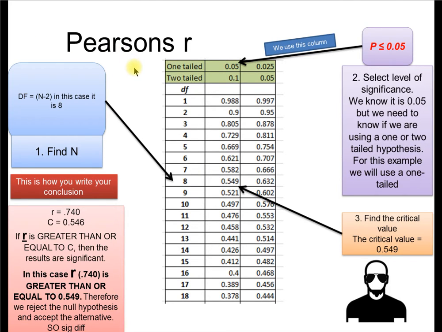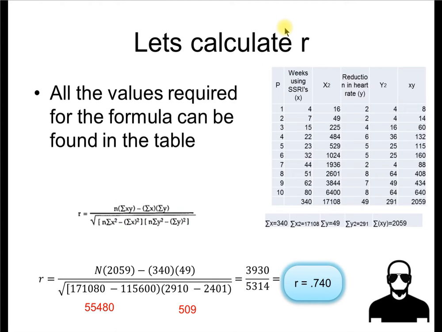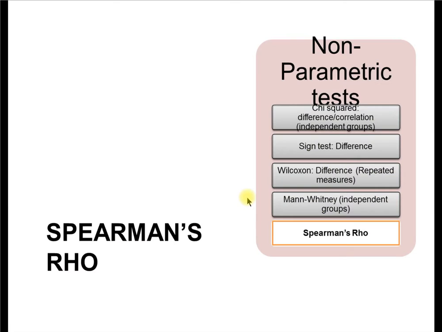Does Pearson's R have a R in the title? Yes, it does. We use our greater rule, and therefore our R value, our calculated value or observed value, is greater than our critical value. Therefore, the result is significant. We reject the null hypothesis, accept the alternative hypothesis, suggesting that the number of weeks using SSRIs and reduction in heart rate are correlated or positively correlated, depending on what your hypothesis was.